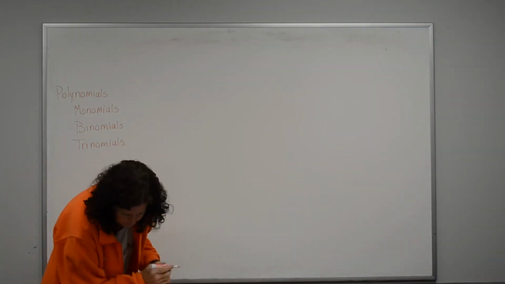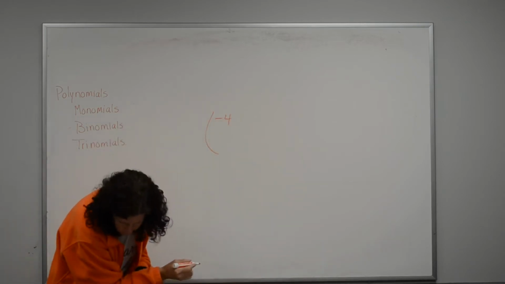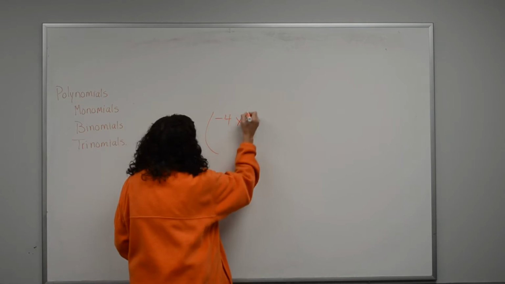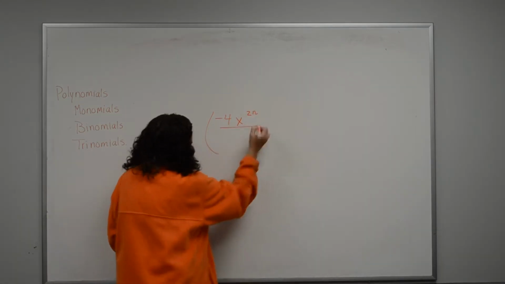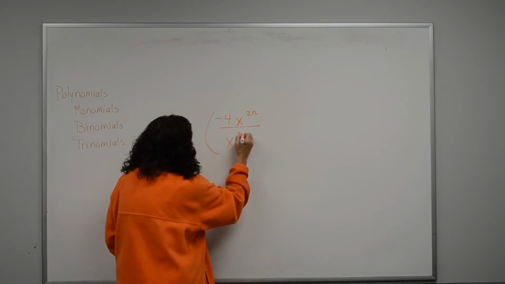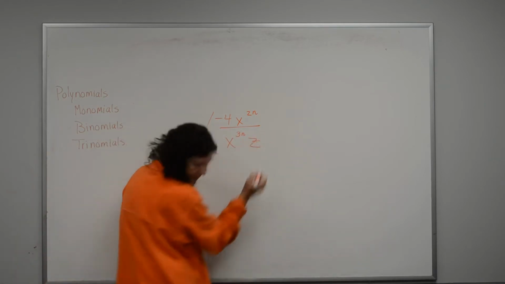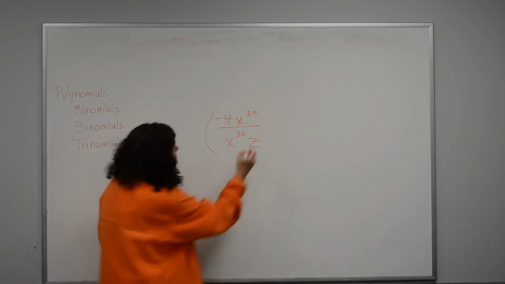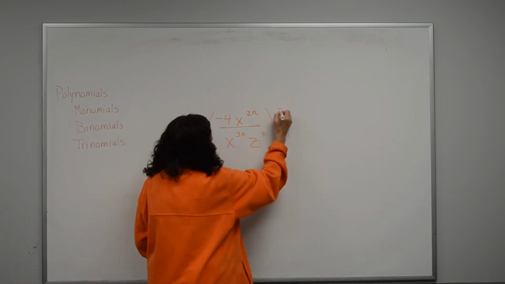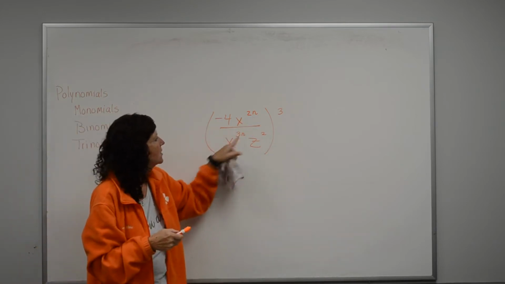All right, try this one. Is that a 2n or is it a 2n? It is, and this is a 3n on the bottom.